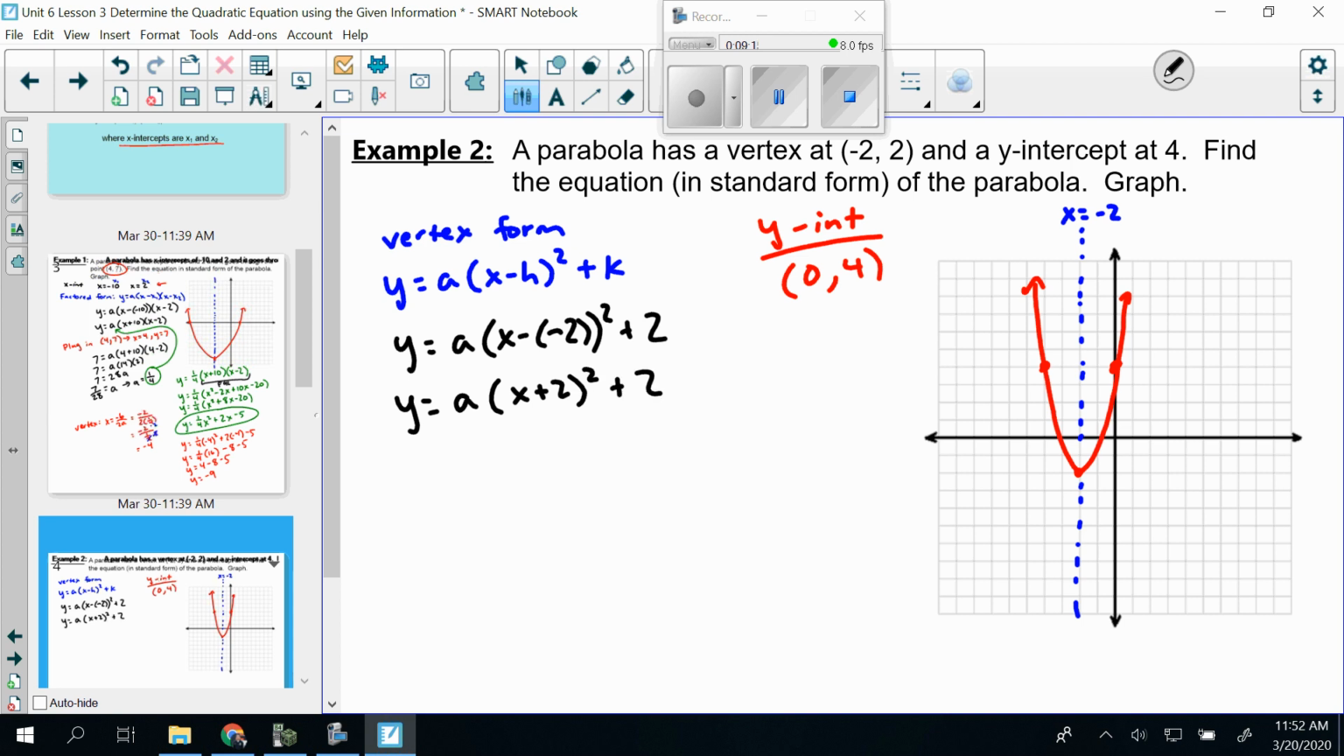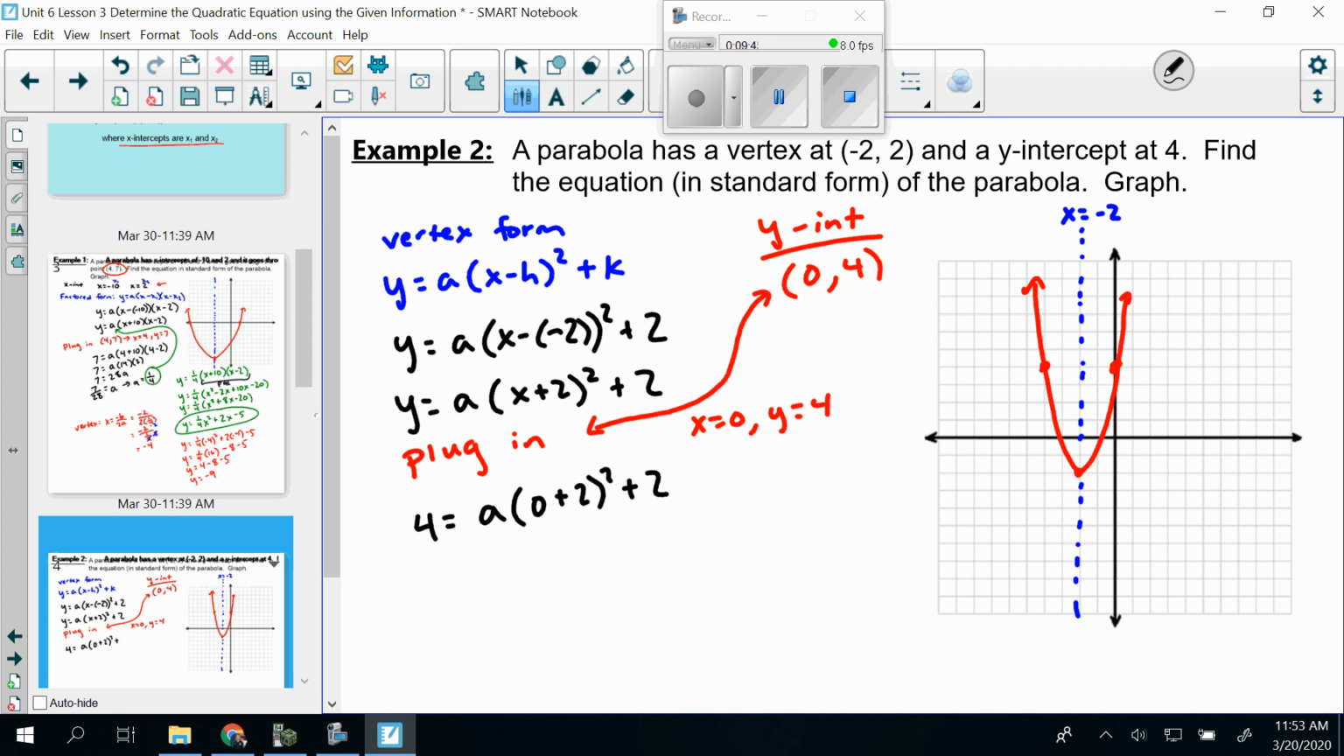All right, but we still need to figure out what a is. So like we did in the last problem, we're going to plug in the other point we know. And the other point we know is that y-intercept right here. So we're going to plug in that y-intercept of 0, 4, meaning when x is 0, y is 4. So if we plug that in, put 4 in for y, put 0 in for x, and solve this out, we should be able to get to the value of a here. Now to solve that, looks like we're going to need to subtract 2 here to get rid of that. So that means we're going to have 2 over here now.